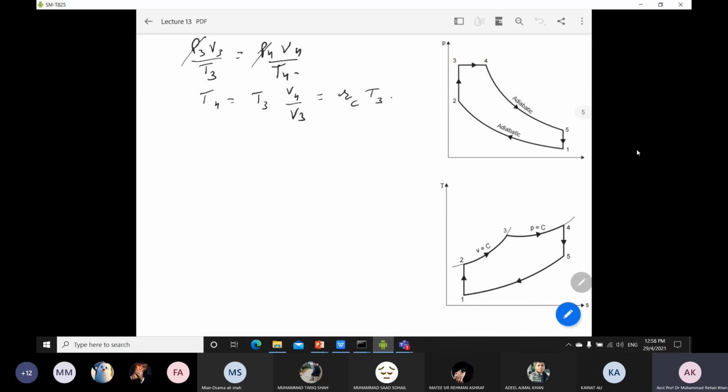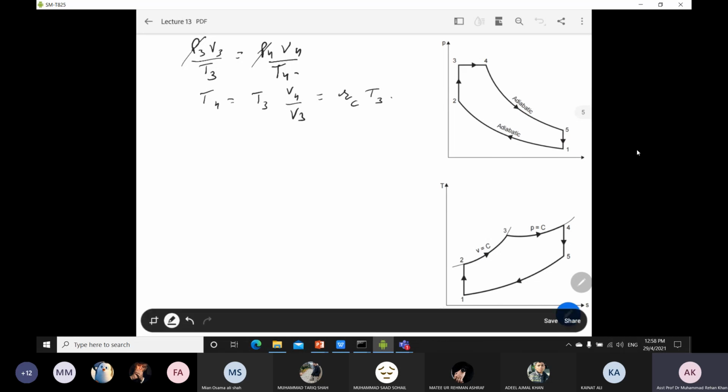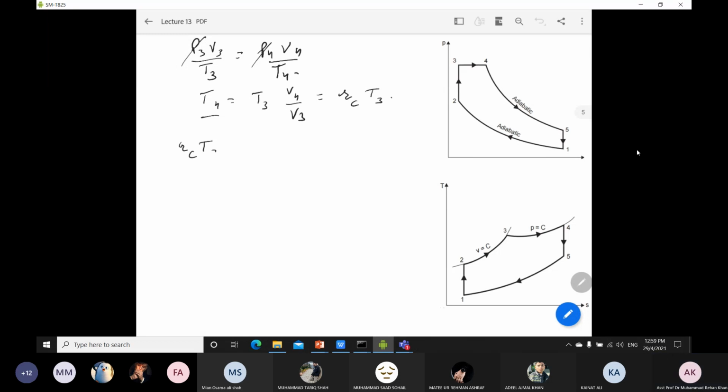Okay, so now what we have to do is put the value of T4, which we already derived from this one, into equation number 4. If you have to refer back to your previous slide, equation 4 is T4 over T5 is equal to V5 over V4 to the power K minus 1, and is equal to R over RC to the power K minus 1, which we already developed in the previous slide. So in that equation we have to put the value of T4, and it turns out to be RC T3.